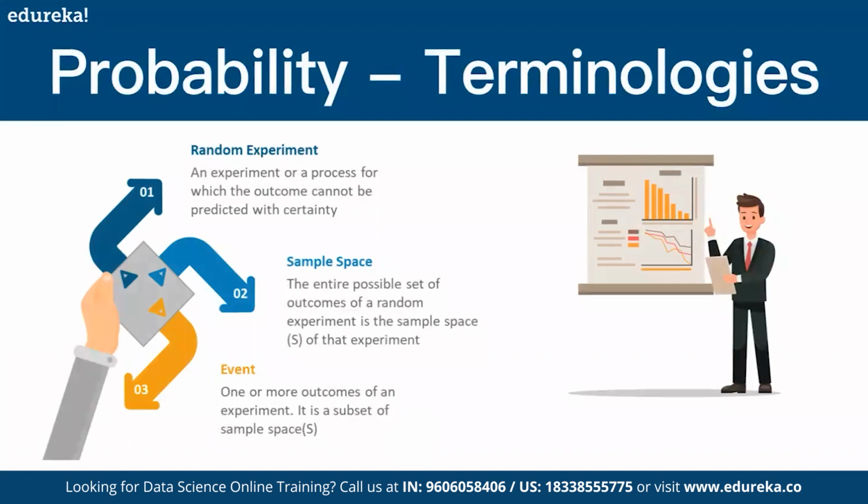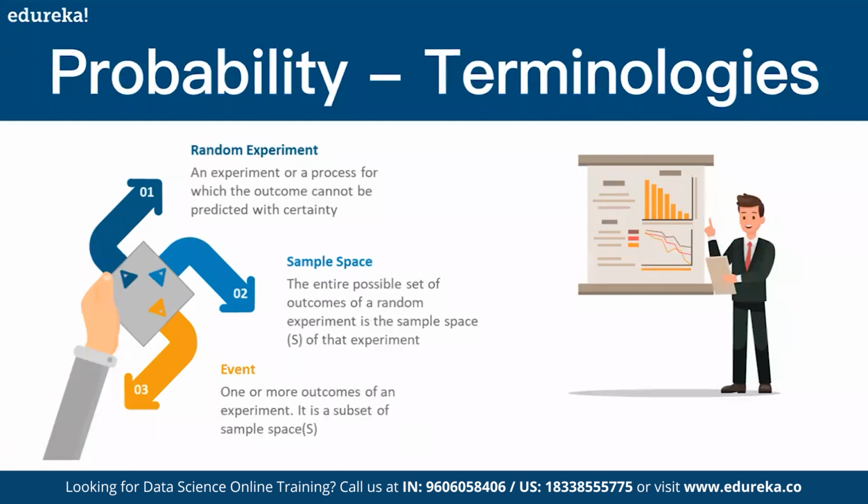In probability, there are 3 terminologies: random experiment, sample space, and event. So a random experiment is an experiment where the outcome cannot be predicted. For example, on the highway, there are accidents happening. Let's say on the expressway or a highway, in a single day, there might be 0 accidents. On the next day, there can be 10 accidents. Another day, it can be 1 accident. So in a random experiment, the outcome cannot be predicted, we cannot predict what is going to happen in the future. That is called a random experiment.